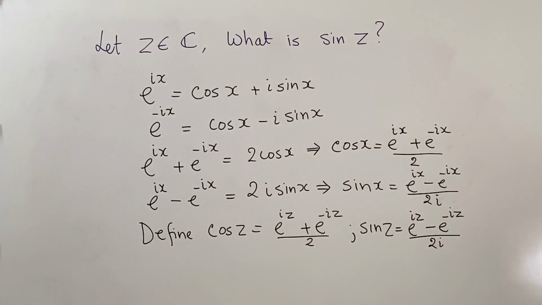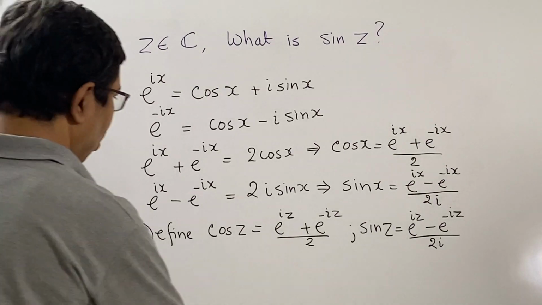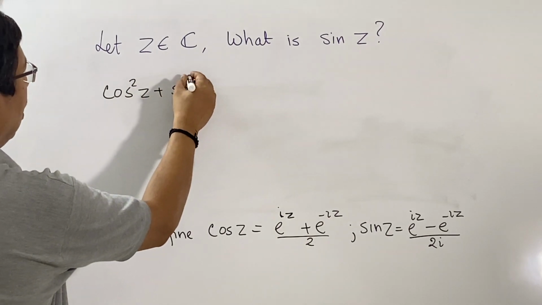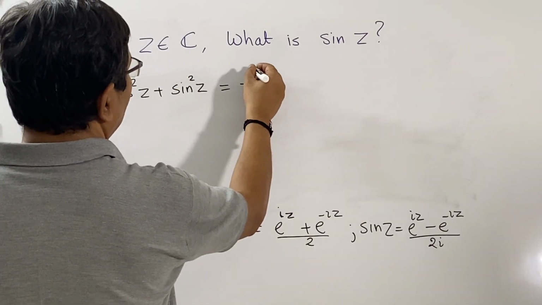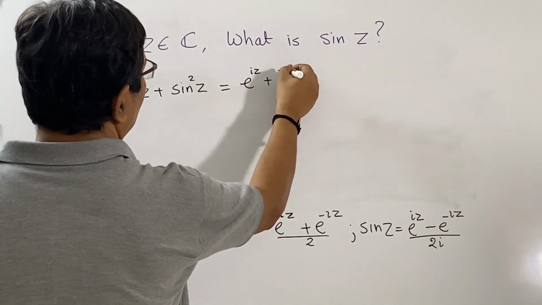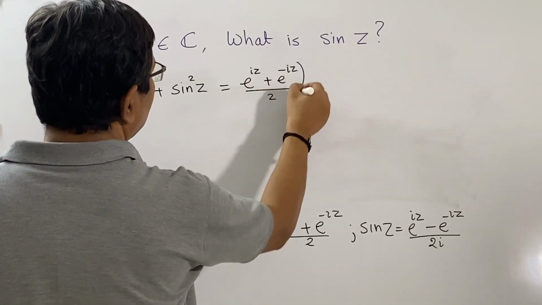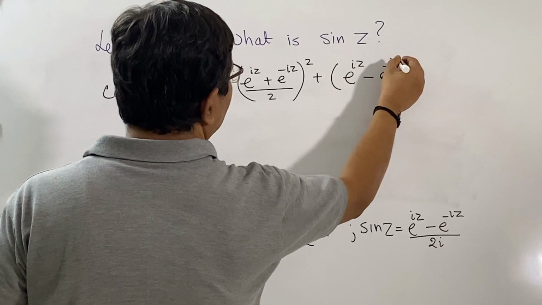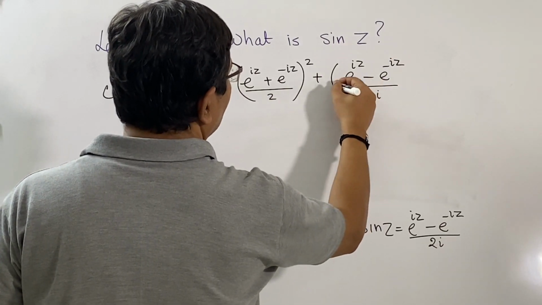And one of the most famous identities involving the cos and the sine is cos square x plus sin square x is equal to 1. So we will first check whether cos square z plus sin square z is still equal to 1 or not. So let's do that. Now cos square z plus sin square z is e to the power iz plus e to the power minus iz by 2 whole square plus e to the power iz minus e to the power minus iz by 2i whole square.